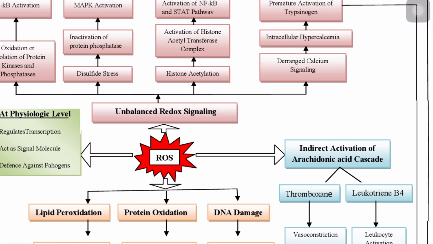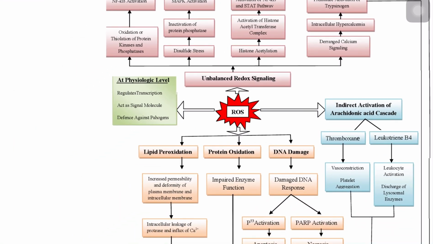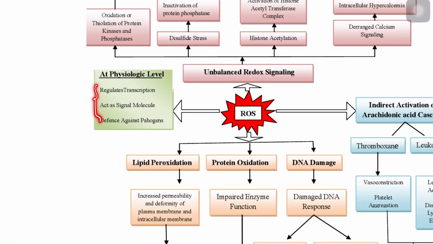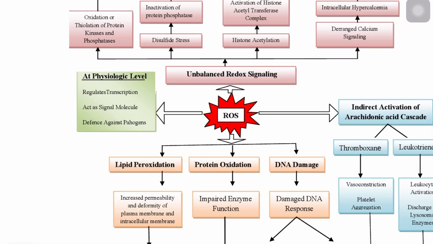And the third mechanism, it can cause histone acetylation in the chromosome and activation of histone acetyltransferase complex, and again activation of the NF-kappa B and the STAT pathway. And the last one, the range of calcium signaling, intracellular hypercalcemia, calcium amount in the cell increasing, and the premature activation of trypsinogen and the trypsinogen activation. Okay, and also it can regulate transcription and act as a signal molecule and defend against the pathogen.